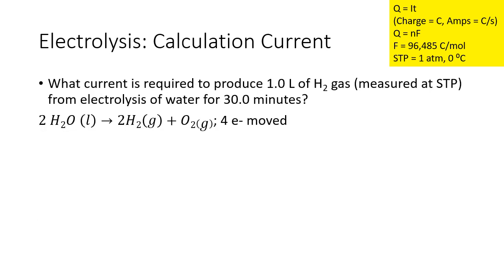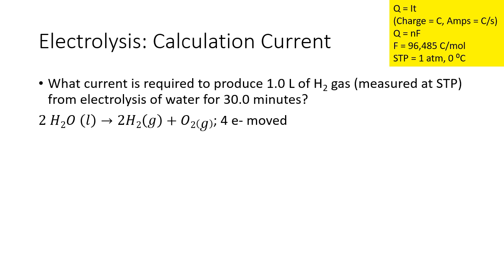Finally, we can do an electrolysis calculation for current, our I. What current is required to produce 1 liter of hydrogen gas measured at STP from electrolysis of water for 30 minutes? This is the reaction shown in our electrolysis example at the very beginning, except I hope that you would not use graphite as your electrode, and actually just don't do it at home. Anyway, water splits into hydrogen and oxygen gas. We know that we move 4 electrons in order to do this, because our oxidation state for hydrogen is +1. There are 4 of them, which means we have to move 4 electrons to make it work. Oxygen is -2, but it goes to 0, which means we moved 4 electrons to make it work.